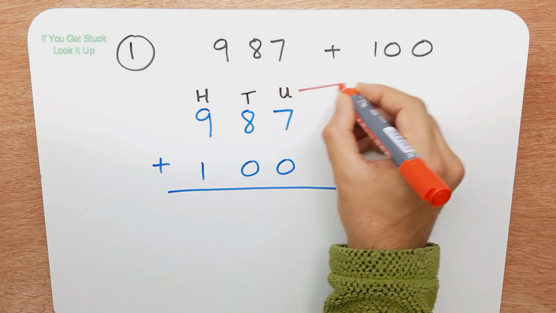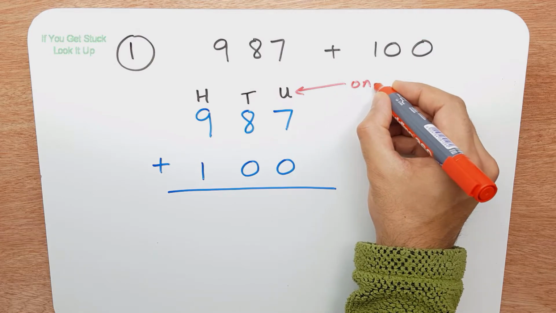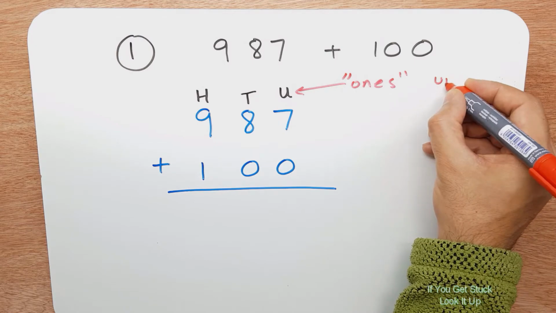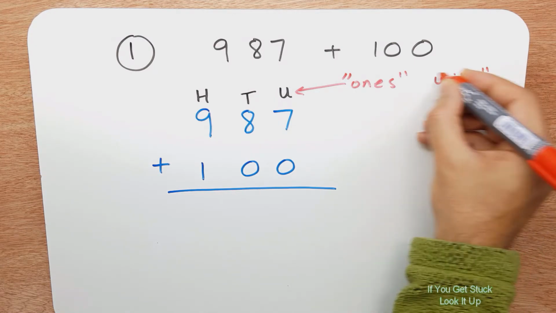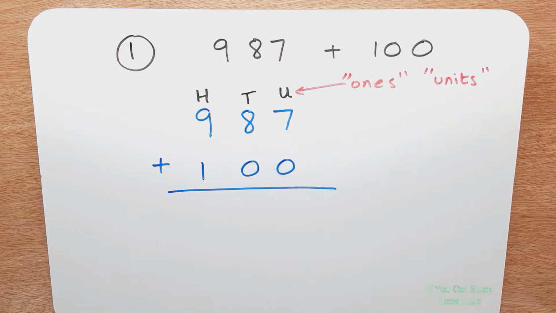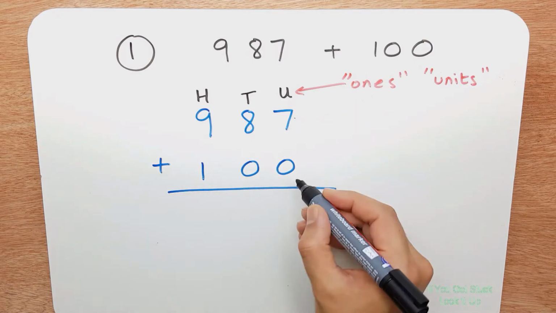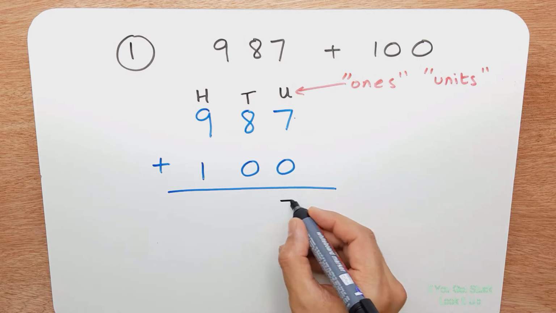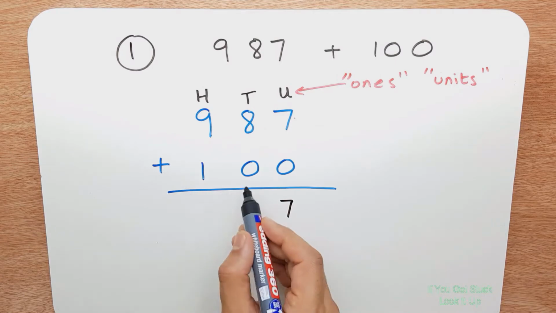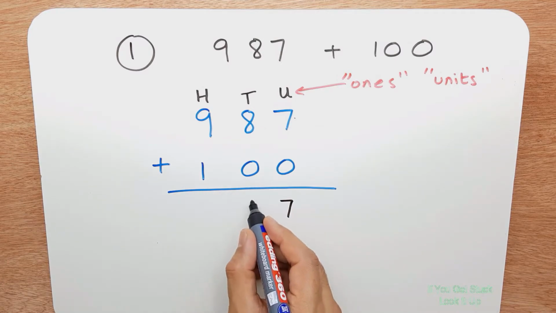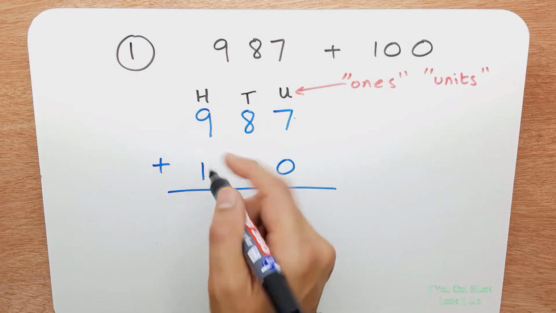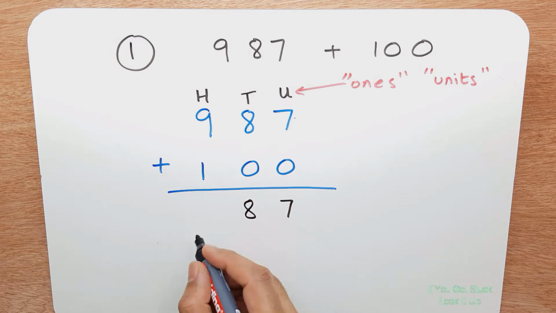Let me point out that this here is called the ones column. We used to call it the units column, but now it's called the ones column, so your child might call this the ones column. 7 add 0 is 7. 8 add 0 is 8. Now the third and final column is the hundreds column. 9 add 1 is 10.